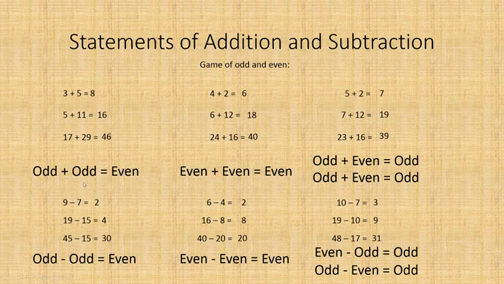If you add an odd number plus an odd number, it's going to be an even number, and if you subtract them, an odd number minus an odd number is going to be an even number. It's going to be the same. And for the second case, even plus even is going to equal even, and even minus even is going to equal an even number. And here, if you mix them together, odd plus even or even plus odd, you'll find the answer is odd. And if you subtract them, the answer is odd.